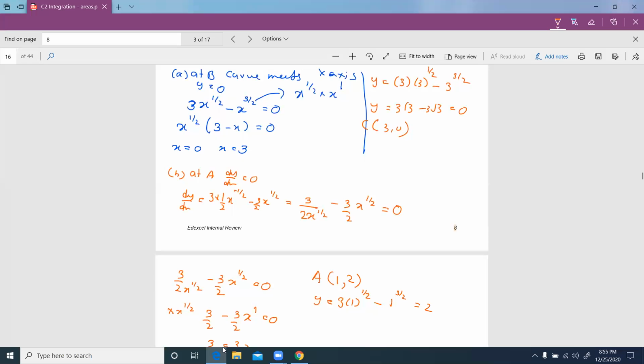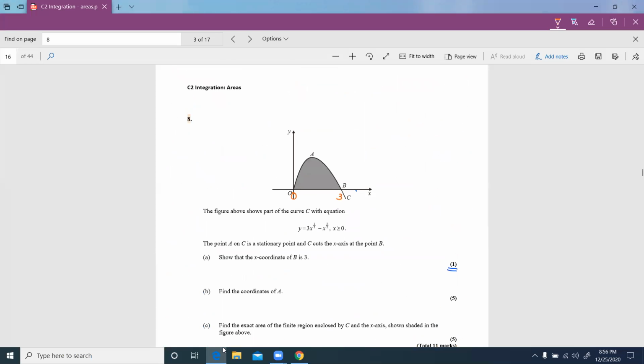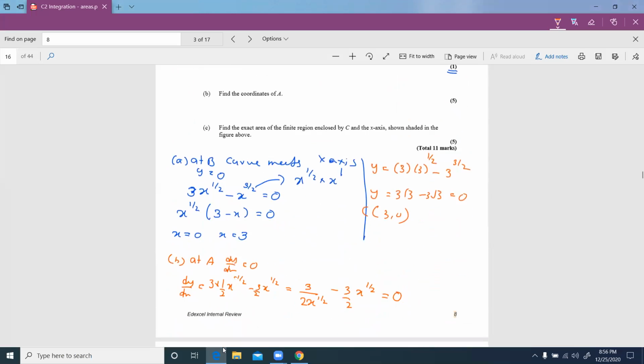Right. Initially, we can just get this answer. 1, 2 is the coordinate over here. You might need this fact. That's why I just try marking the diagram. Then find the area. So that is pretty simple.